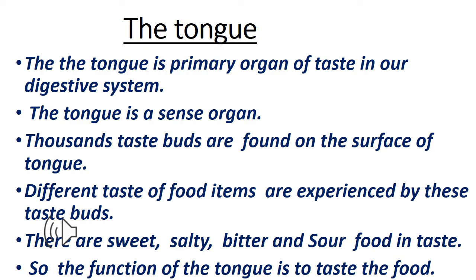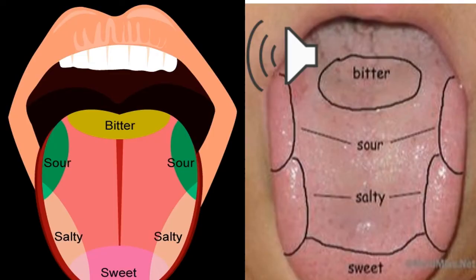As you know, there are 5 sense organs in our body. The tongue is one of them. It is the primary organ of taste in our digestive system. You can say 1,000 taste buds are found on the surface of the tongue. So the function of the tongue is to taste the food.